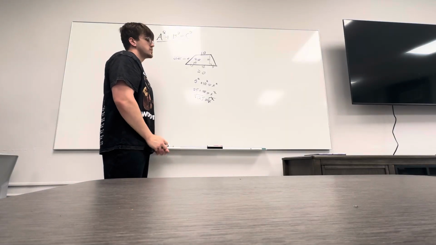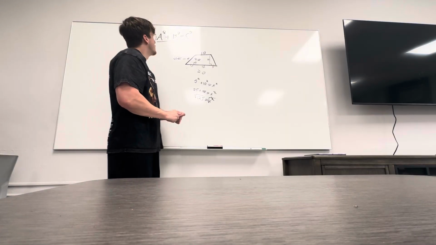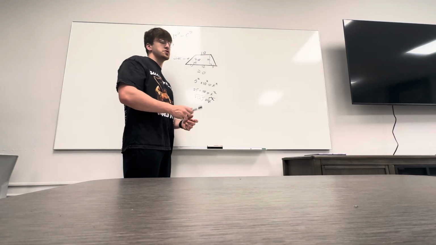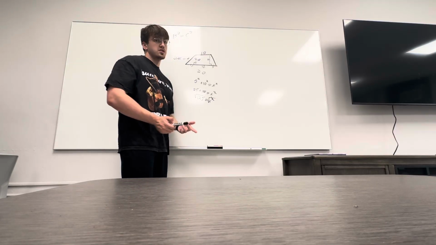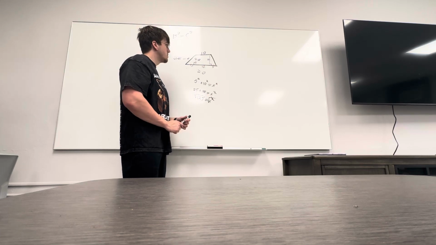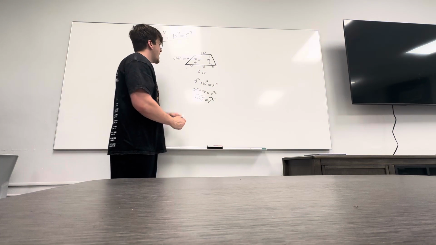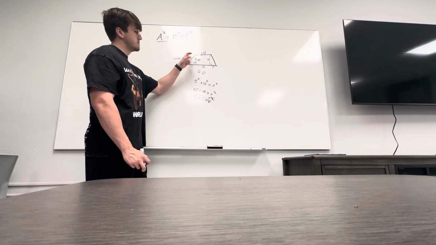So the Pythagorean theorem, a squared plus b squared equals c squared, is used for triangles, yes, but as this example and the other one showed, you can use it for squares, trapezoids, and really any shape that has a right triangle in it.